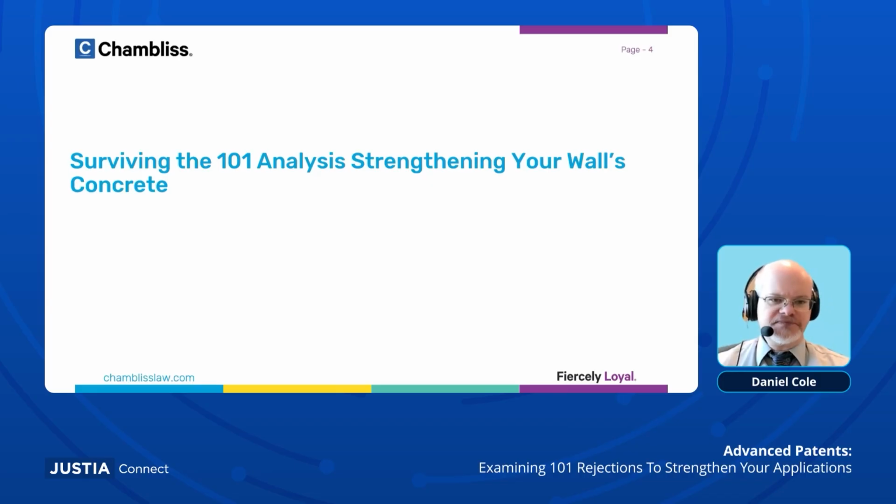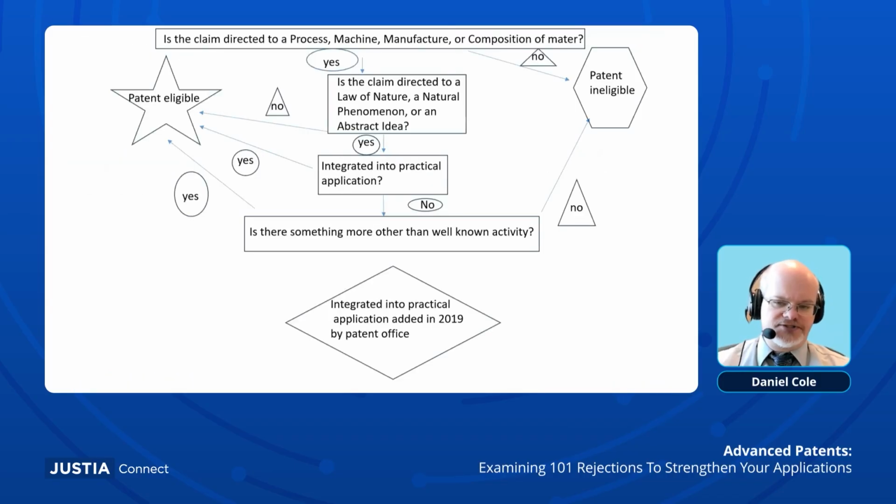Part of this is going to rely on some changes that were made in 2019 to the way the Patent Office looks at 101 analysis. Now, don't be scared. This is a very complicated little diagram here. This is a bit like the diagram that the USPTO put out in 2019. We're going to go through each of these steps in very in-depth detail to make sure that this is understandable, but I did want to show this for you first.